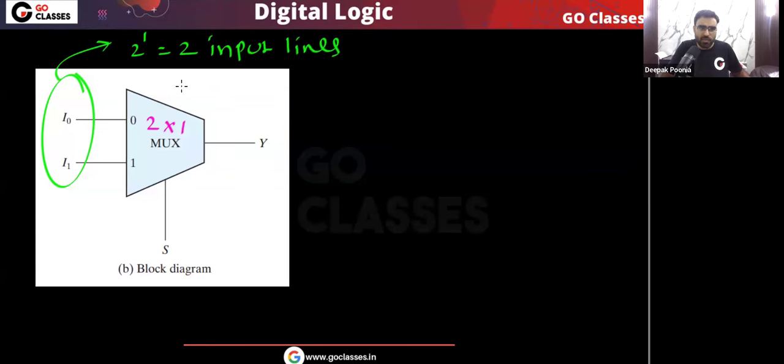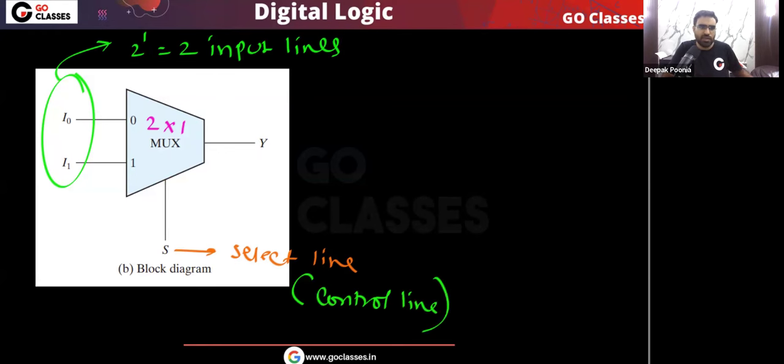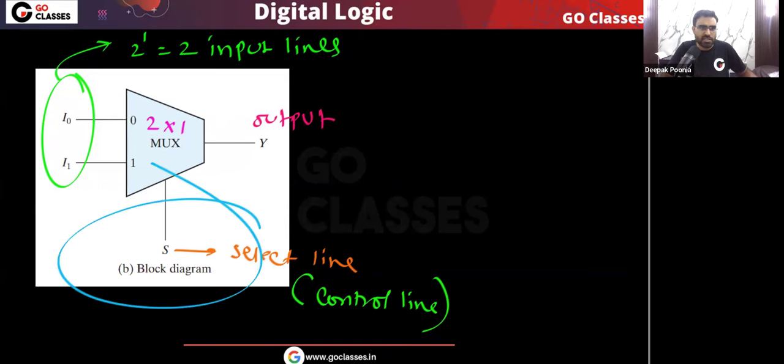When we have 2^n input lines, then we have n select lines. Here you can see there is only one select line. So this S is basically your selector line, or I can say this is your control input, or control line. Very simple. And this Y is the output. Now, one of these inputs will appear in the output, and which input will appear in the output will be decided by these control inputs, or I can say select lines.